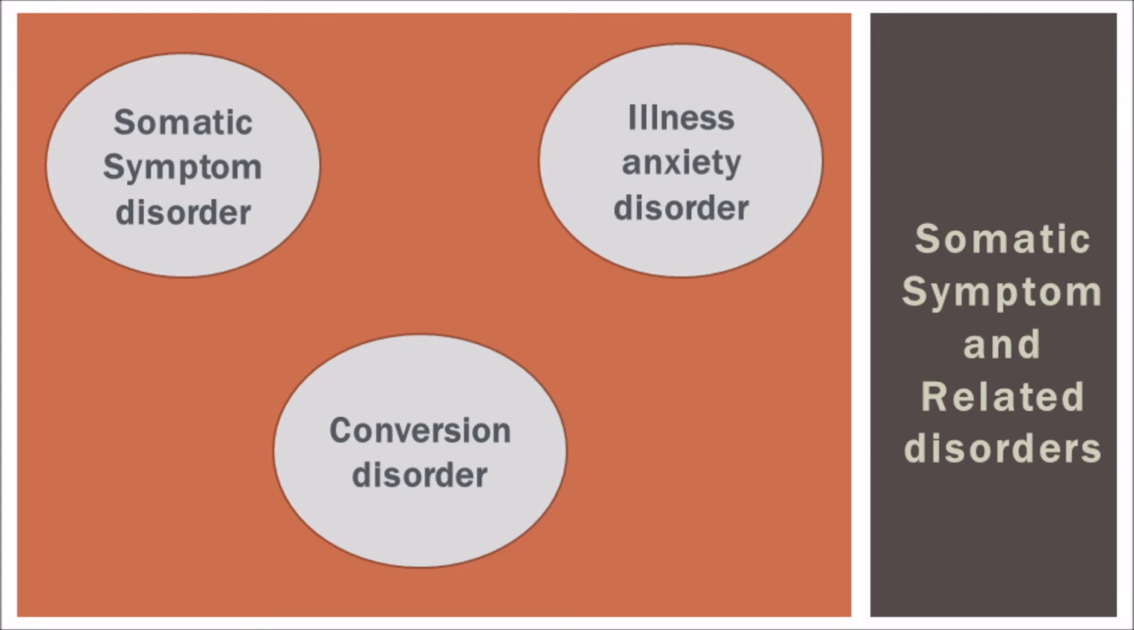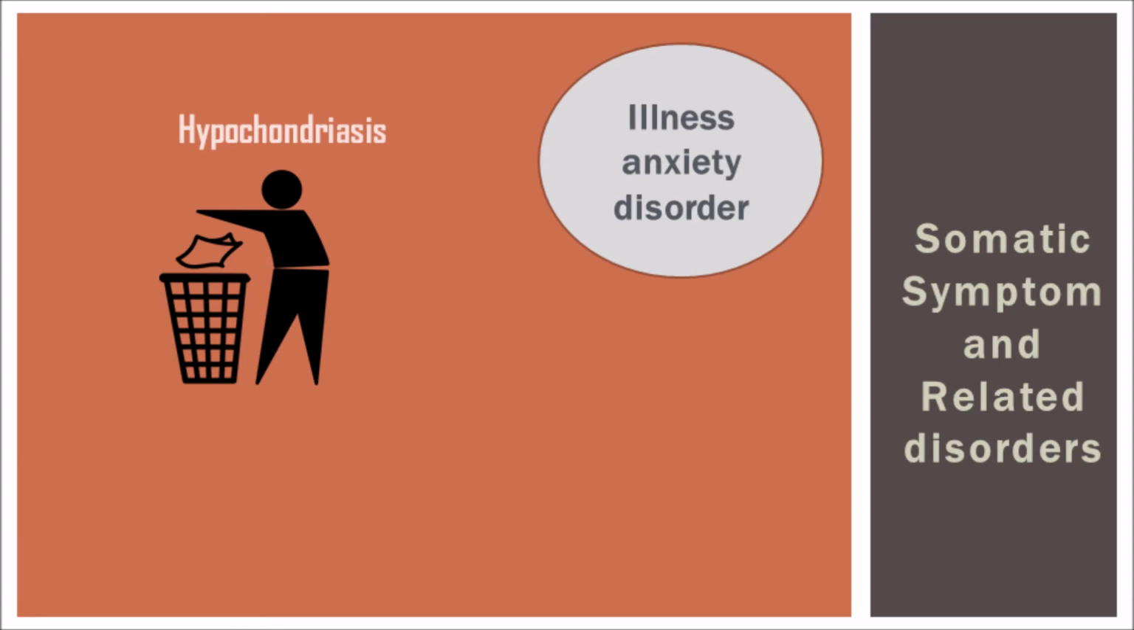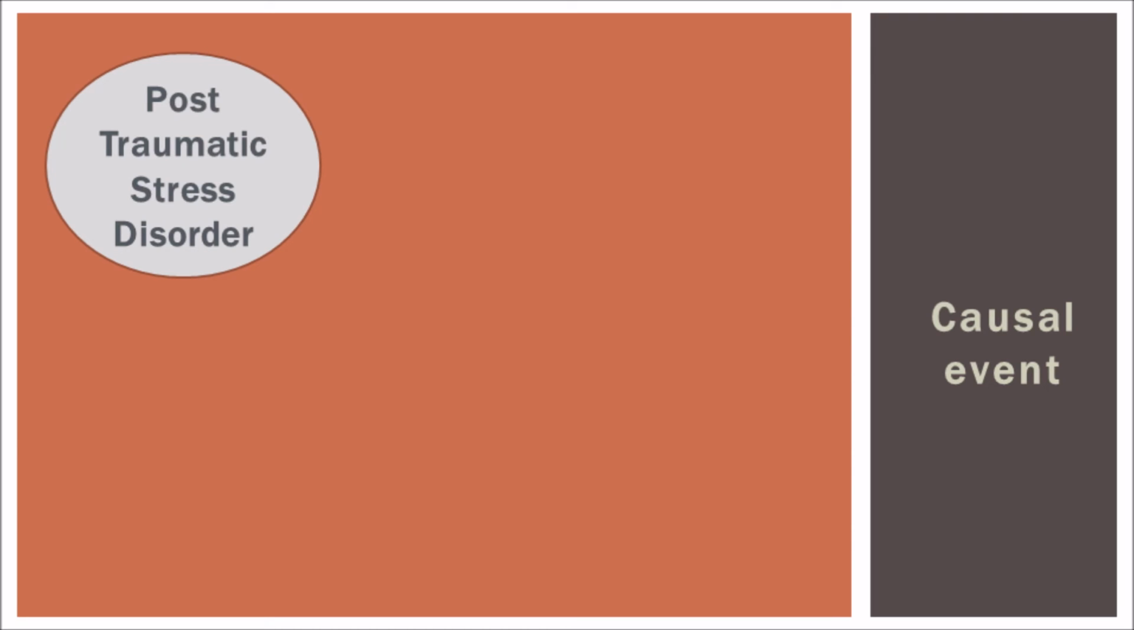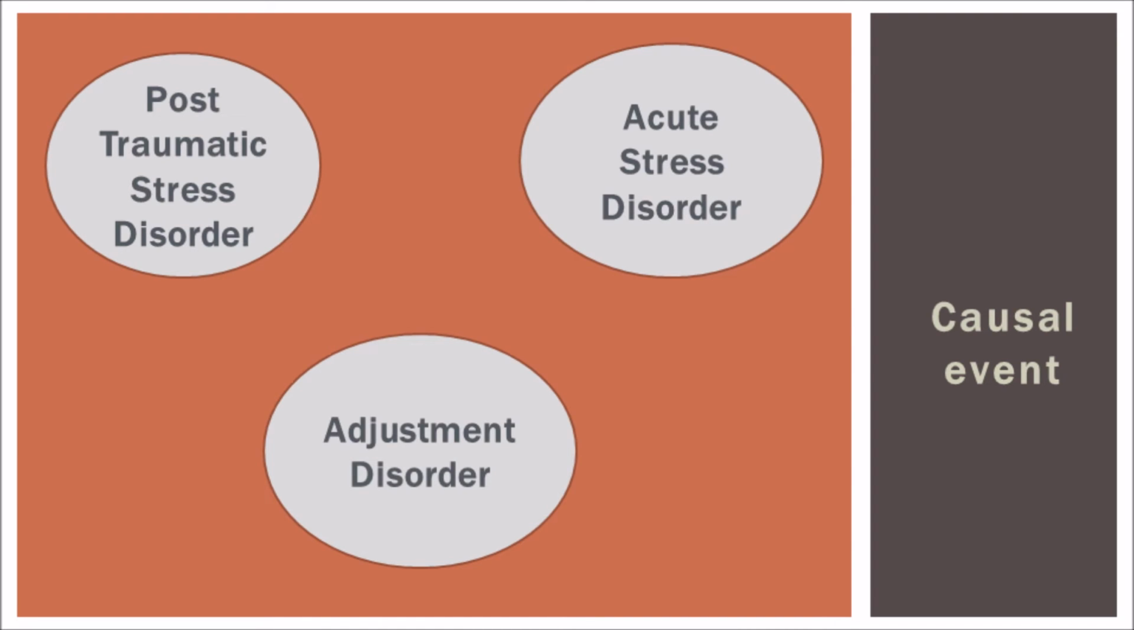Herein, hope you noticed two important changes. Somatic symptom disorder clubbed the previous disorders like the somatoform disorder and pain disorder. And secondly, the term hypochondriasis is trashed for illness anxiety disorder. A causal event is an important requirement for three disorders, namely post-traumatic stress disorder, acute stress disorder, and adjustment disorder.